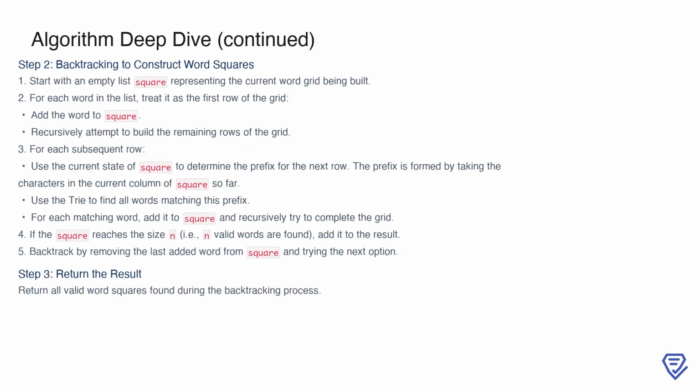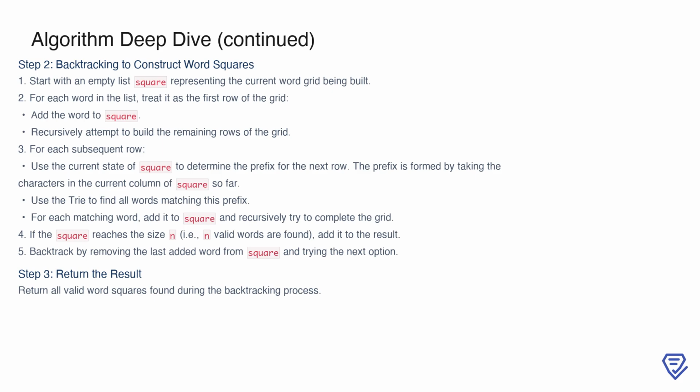Once the tree is ready, we begin the backtracking process to construct the word squares. Starting with an empty list named square, each word in the input list is treated as the first row of the grid. The word is added to square, and we recursively attempt to build the remaining rows. For subsequent rows, the prefix for the next word is determined by the characters in the current column of the grid. Using this prefix, we query the tree to retrieve all matching words.